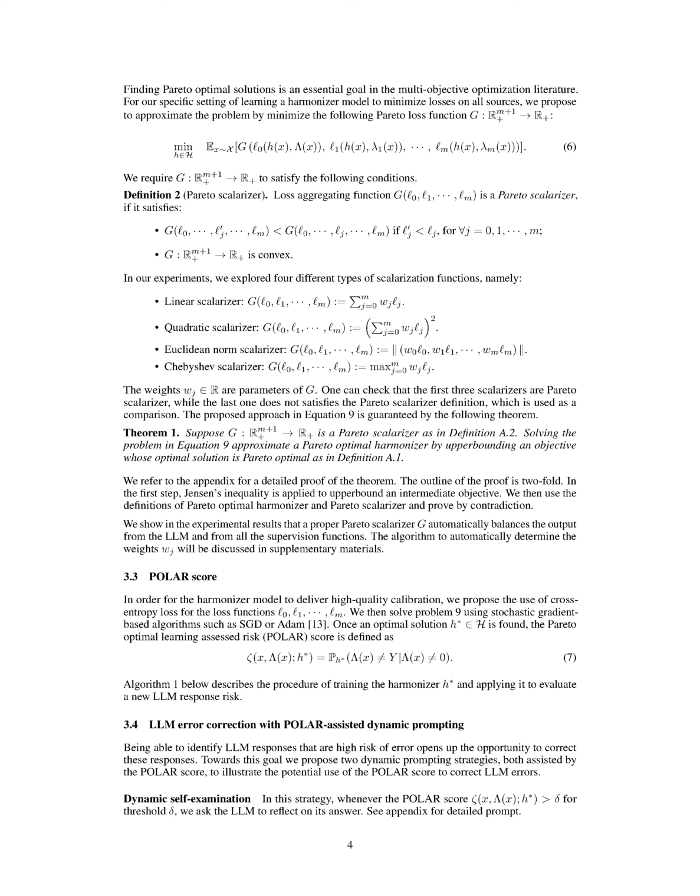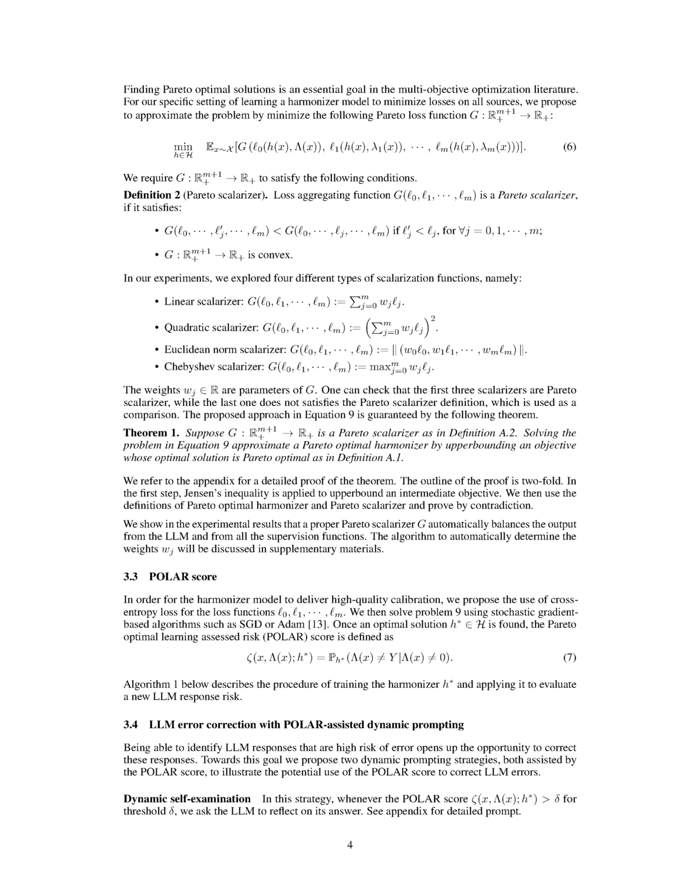Section Summary. The proposed method introduces a harmonizer model that is fit in the semantic space to simultaneously align with both the LLM responses and manually specified supervision functions. To solve the optimization problem with multiple conflicting objectives, the authors propose finding a Pareto optimal harmonizer that minimizes losses on all sources. They explore different types of scalarization functions, such as linear, quadratic, Euclidean norm, and Chebyshev, to approximate the Pareto optimal solution.